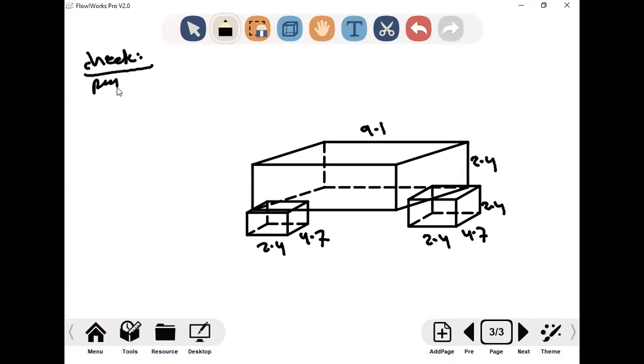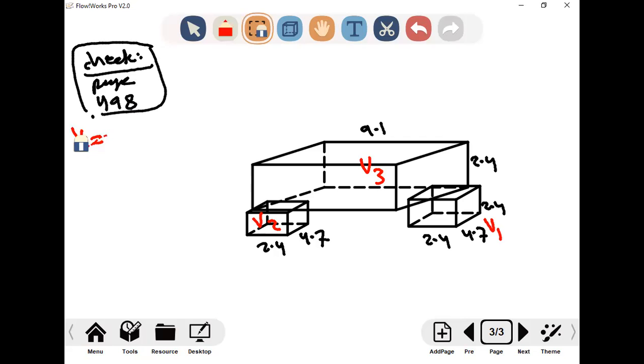I'm in the check after example 1, page 498. Okay. So this I will call volume 1, volume 3, and this volume 2. Now big V equals V1 plus V2 plus V3.